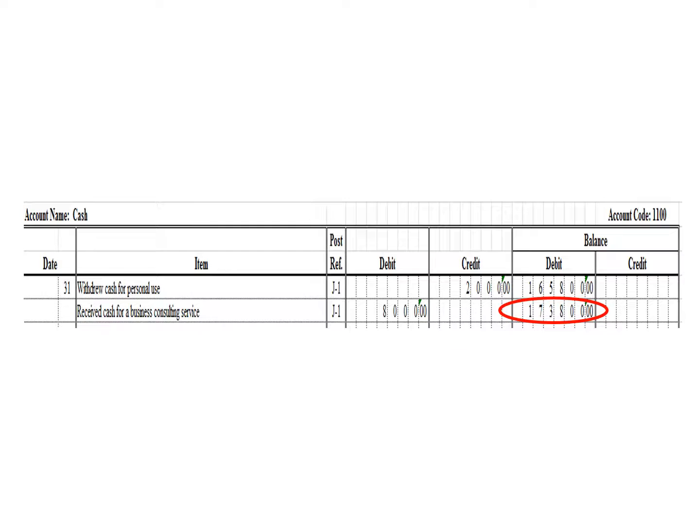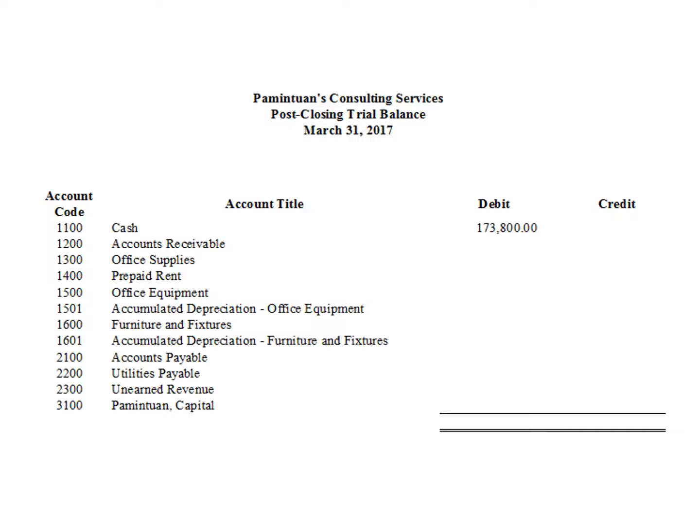After we had closed all the income, expense, and owner's withdrawal accounts, it's time to prepare the post-closing trial balance. In the post-closing trial balance, only asset, liability, and owner's equity accounts will be presented. So let us start with the cash balance. The cash balance after closing is still 173,800 pesos. This is our post-closing trial balance.